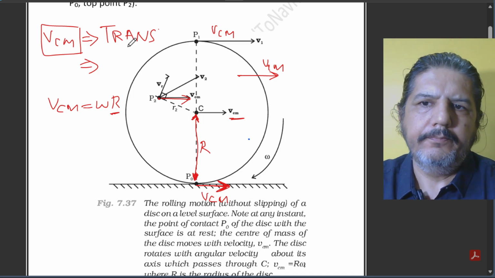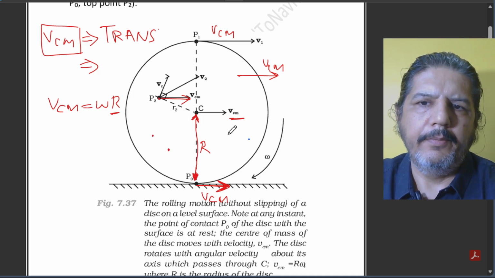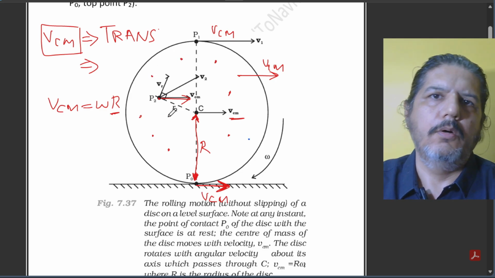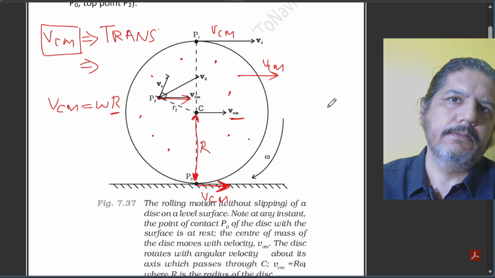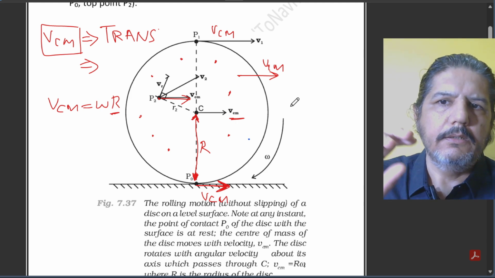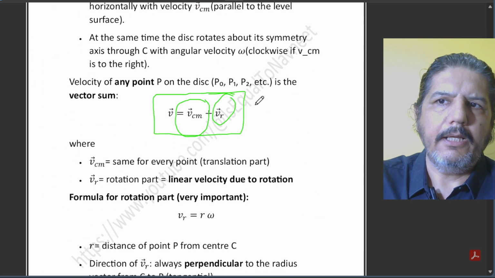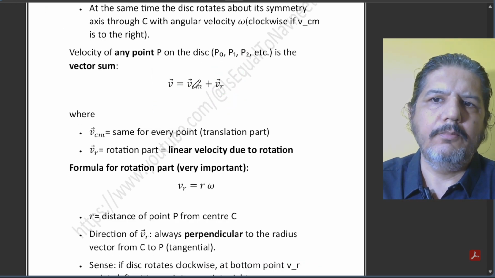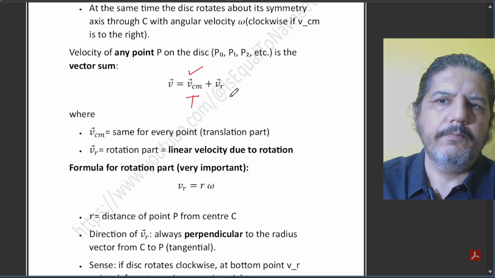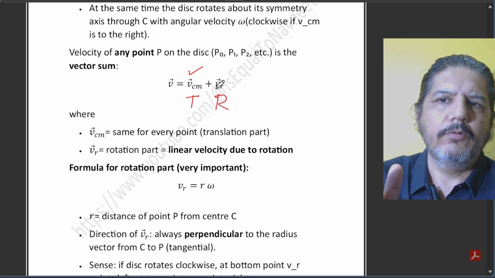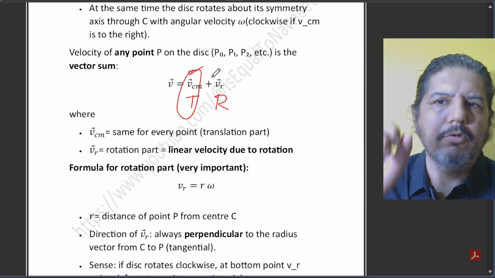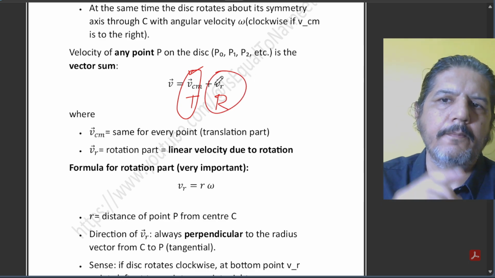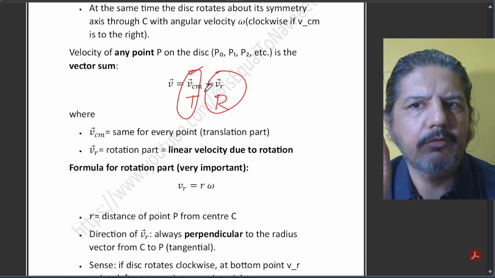At any point, I'll be repeating this again and again because this is a very confusing point. You take any point on the wheel, the velocity is basically the sum of the translational part and the rotational part. This VCM part would always be the same. The rotational part will change. We'll discuss that. But be very clear that the VCM part would always be the same.